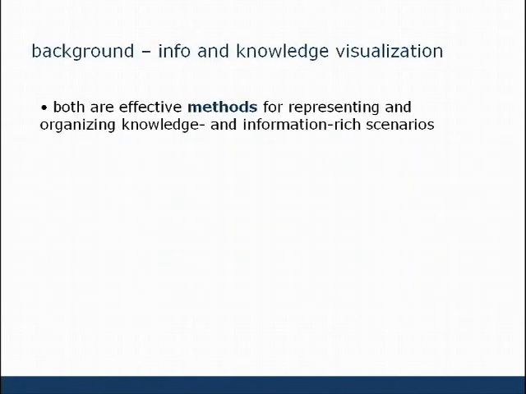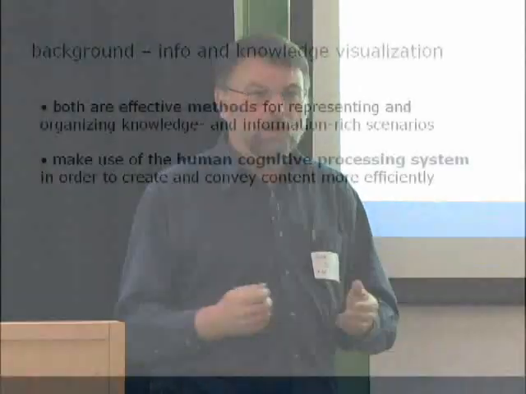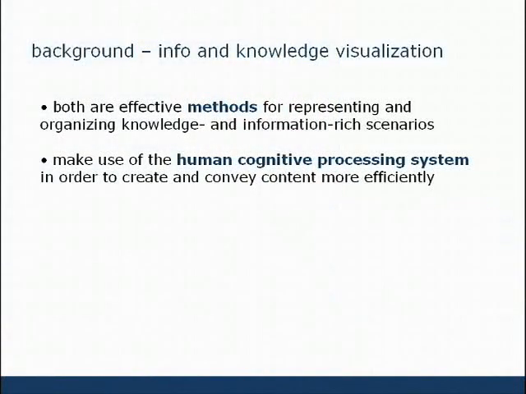If we then go across to information and knowledge visualization, both of these are effective methods for representing and organising knowledge and information-rich scenarios. It allows us to make sense of large, complicated stuff by providing visualizations. And the reason this is effective, of course, is that we as humans are pretty good at dealing with spatial concepts, dynamic concepts. So if we have visualizations that hook into that cognitive processing system, then we can exploit that ability of the human brain to understand large, complicated systems more efficiently.